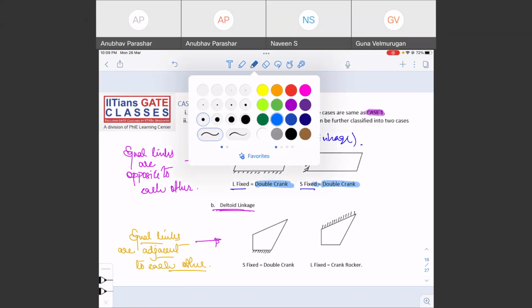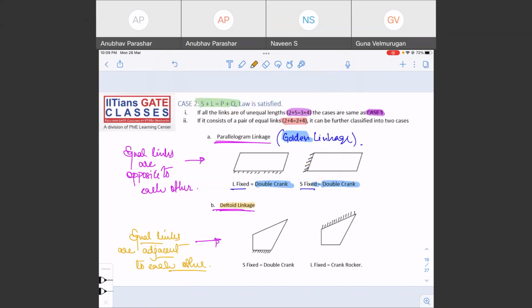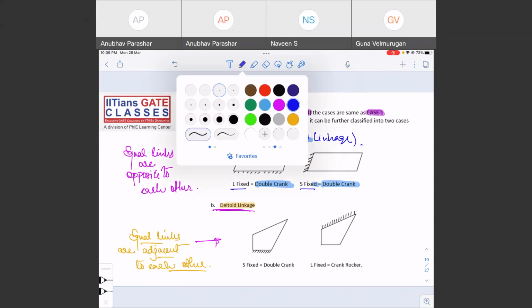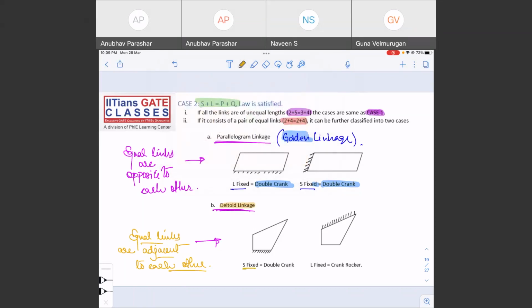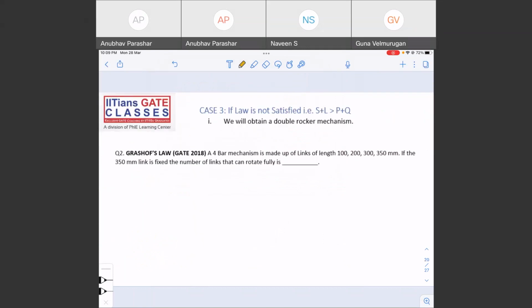The second option is the deltoid linkage. In the deltoid linkage, if you fix the small, you'll get a double crank. If you fix the large, you'll get a crank rocker. If the law is not satisfied, if smallest plus largest is greater than P plus Q, you're always going to get a double rocker. Always.